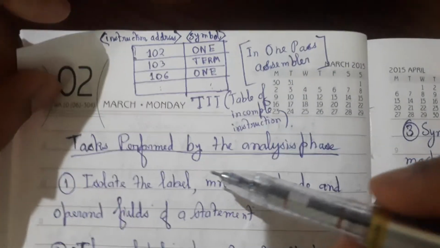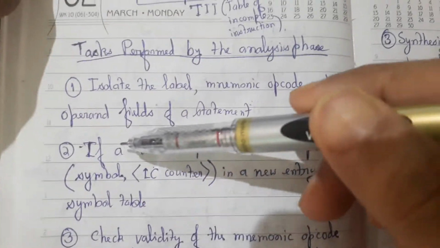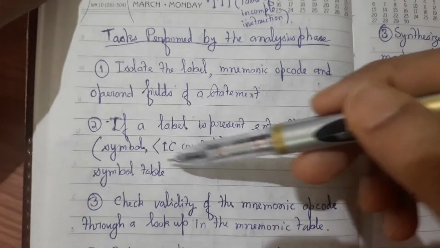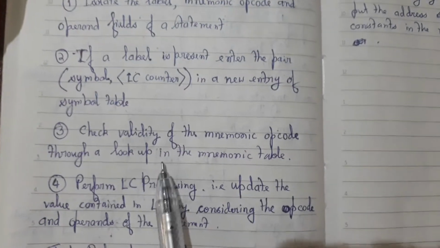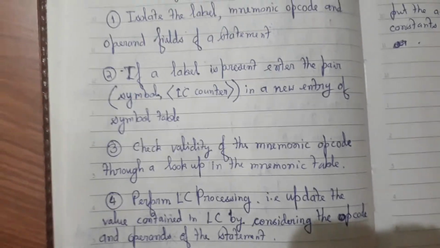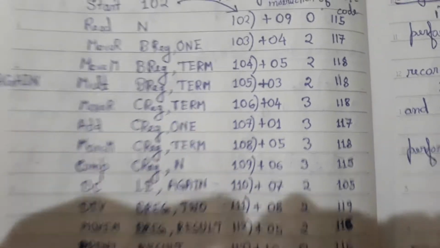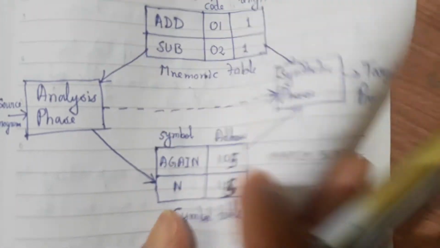Next come the tasks performed by the analysis phase. Isolate the label, mnemonic opcode, and operand fields. If a label is present, enter the pair as a new entry into the symbol table. As I have already told, check the validity of the mnemonic opcode through a lookup in the mnemonic table. That means check whether the mnemonic opcode is correct or not. If I write dead instead of add, there is no entry in the mnemonic table for dead, so that will be an invalid mnemonic opcode. That is why I have written: check the validity of the mnemonic opcode through the lookup in the mnemonic table.